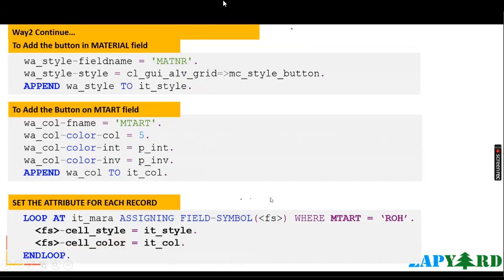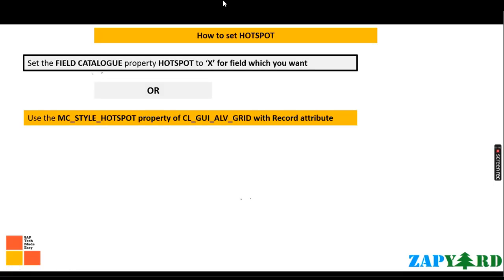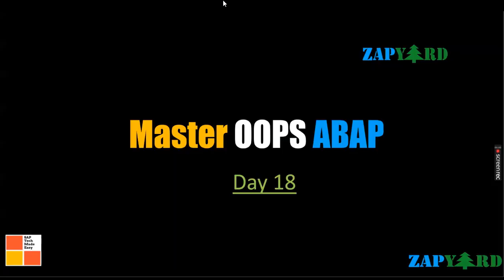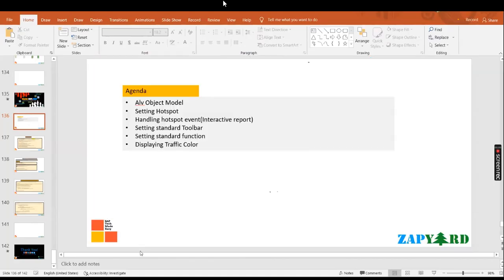This is just a hint. You can refer to this particular PPT. In the layout, we have to pass these two extra fields so that the system would come to know we are using those two fields, one for the purpose of cell style and one for the purpose of cell color. So that's the whole idea. Okay, we got a revision, and now let's go and see about CL_SALV_TABLE.